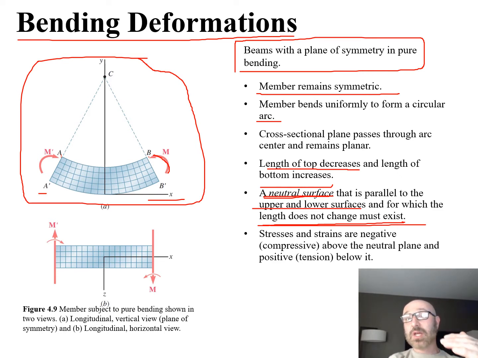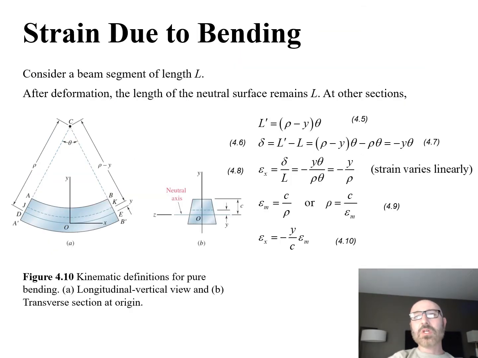So stresses and strains are negative, they're compressive, when you think of the top of this, above that neutral plane. But they're going to be positive, in tension, below that neutral plane. So the neutral plane is our limit, where that length doesn't change, and above it goes in compression, and below it goes into tension. You think about that: you're compressing all these top elements, but you're stretching and putting all these elements into tension. We're going to use this neutral surface in a couple of other applications as well.